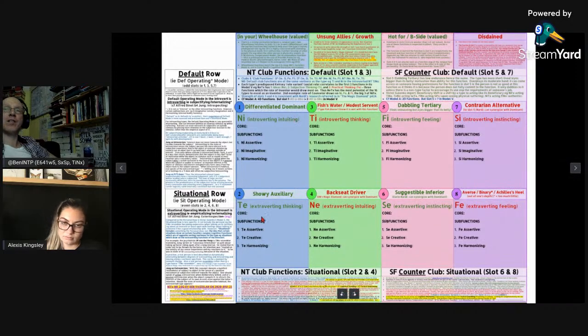So I would say that these four NT functions correlate to the strategic building intellect that Kersey saw that the NTs were best at, strategic building. So would you agree that NTPs are good at constructing theories and models? Mm-hmm. And so by that, we can make the assumption that that correlates with the wheelhouse functions of NTP, which are NE and TI. And so I would say growth, and again, unsung allies. Your unsung allies are TI and NE.